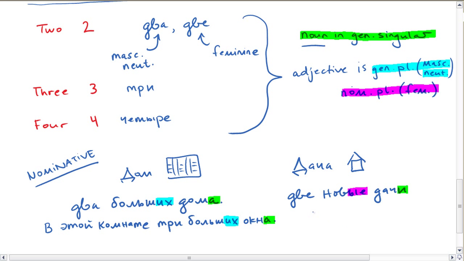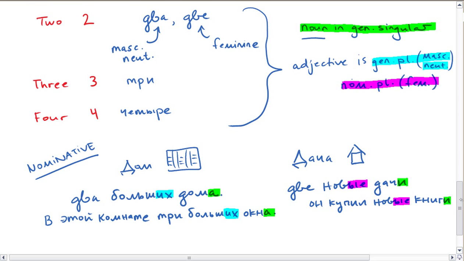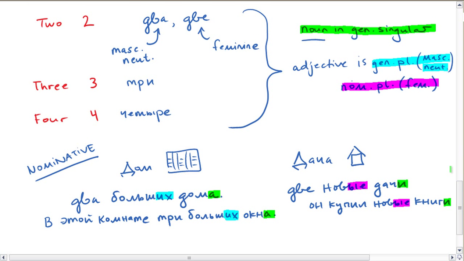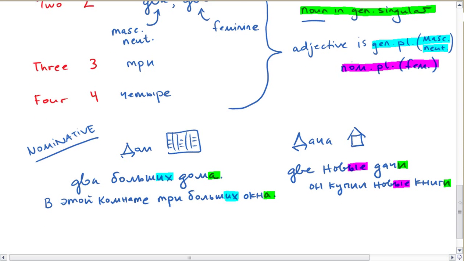And we could say он купил новые книги. So he bought new books. So we've got novye in the nominative plural because it's a feminine word, kniga, and that's in the genitive singular. Okay, so hopefully that's a little bit clearer. So that's the nominative case with 2, 3, and 4.